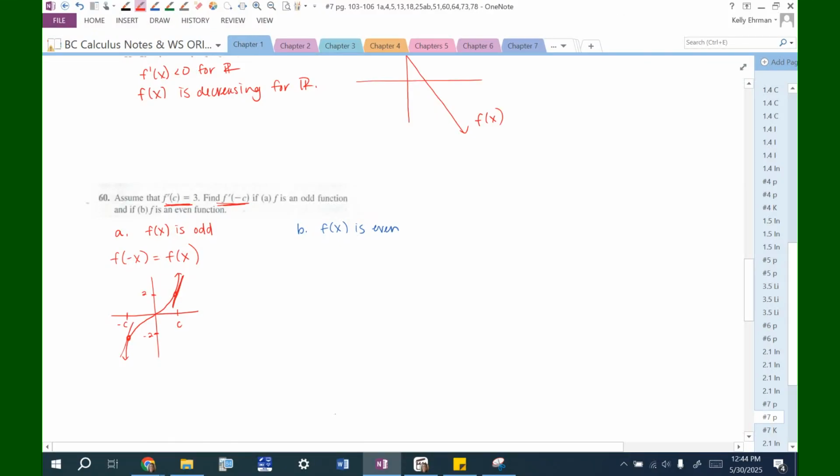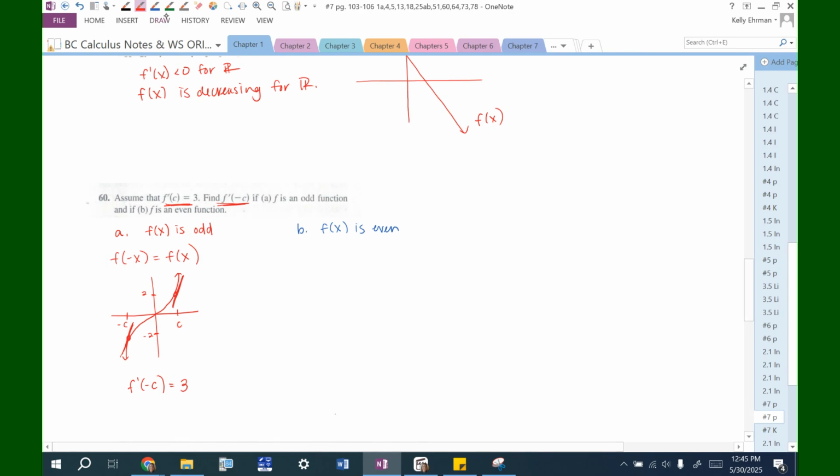Is that slope? It's definitely not negative 3. It looks to be like they could be the same. I understand this is a very rough sketch, but it seems to me like f prime of negative c would also be positive 3.